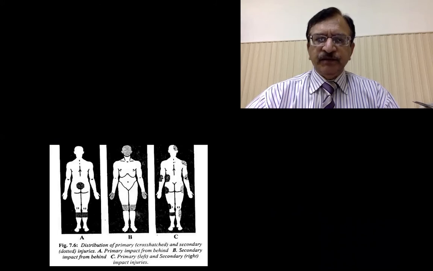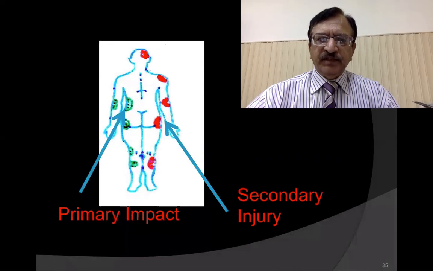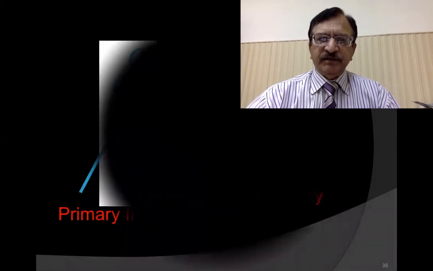This is a diagram. The leftmost diagram A shows the primary impact on the back, and B shows the secondary impact on the front. In C, the primary impact is on the right side, and on the left side and on the right side are the secondary injuries. This is another pictorial representation.